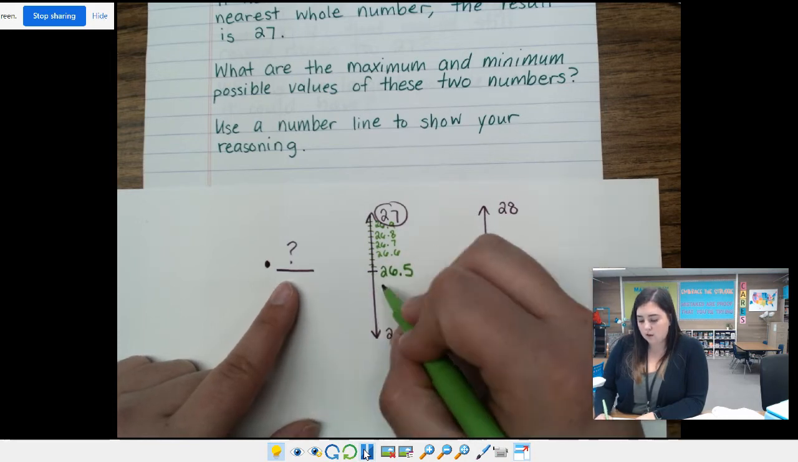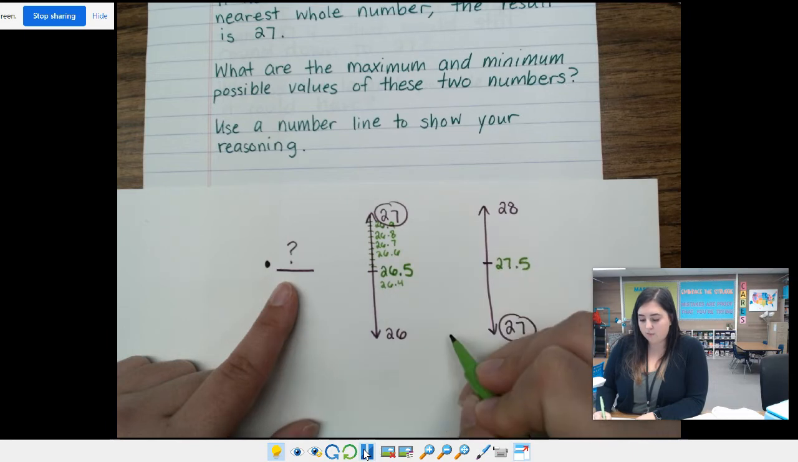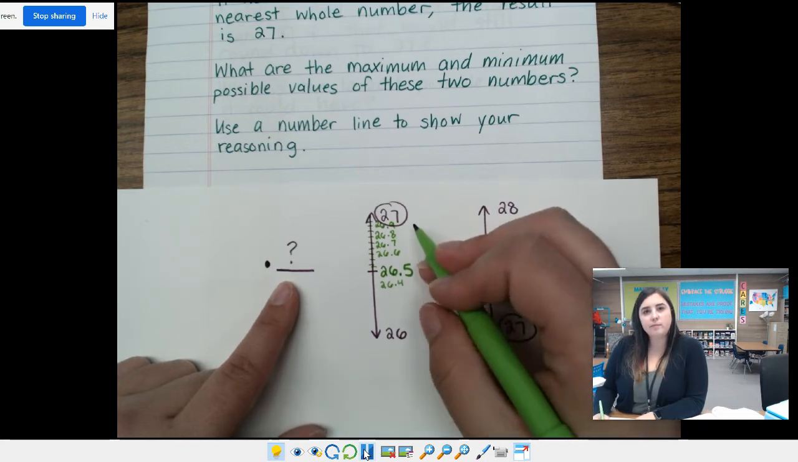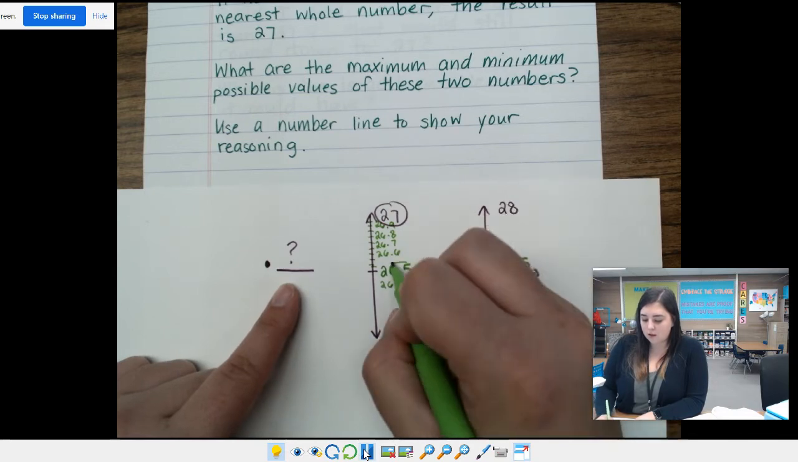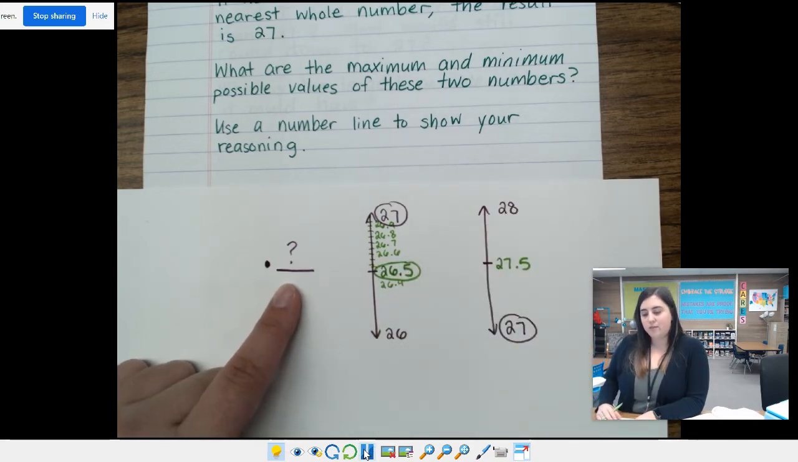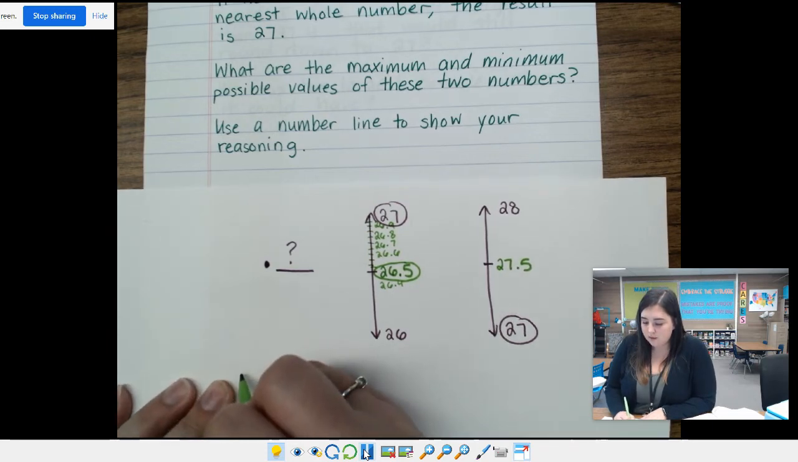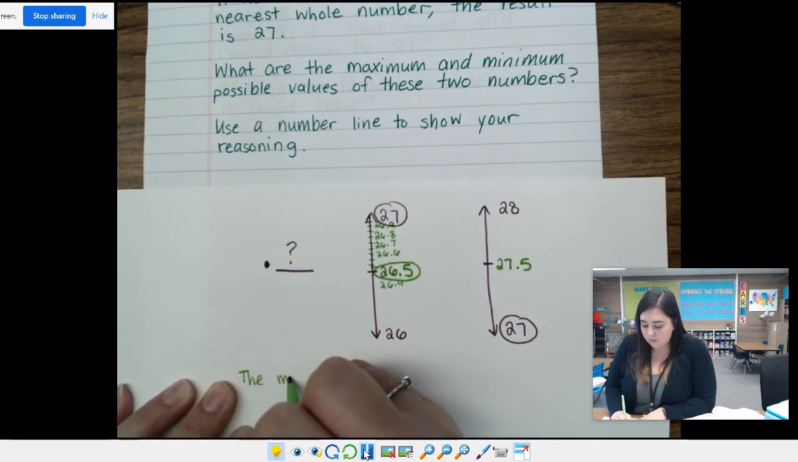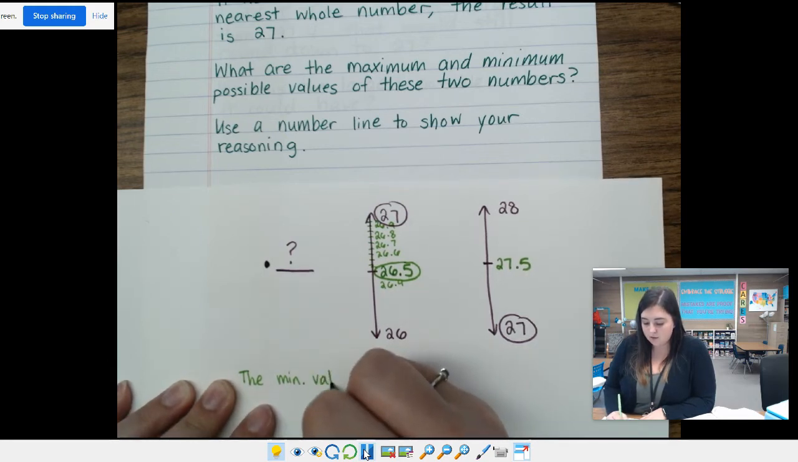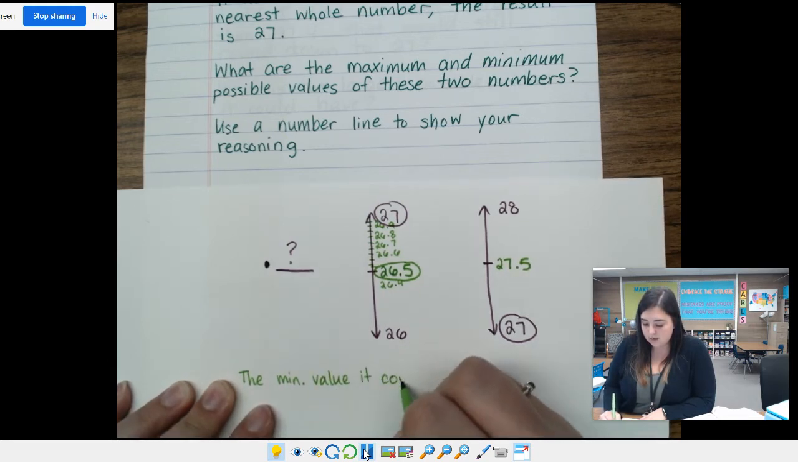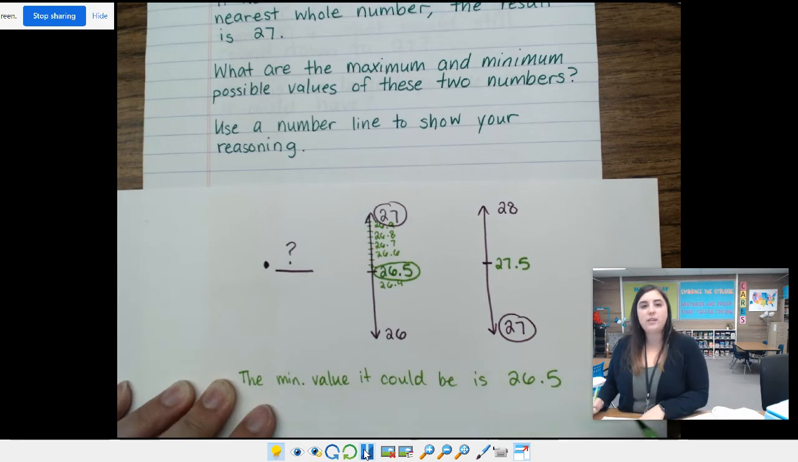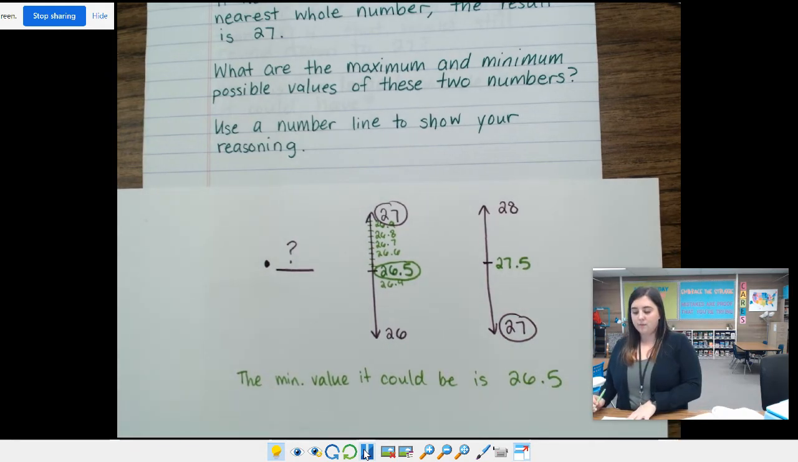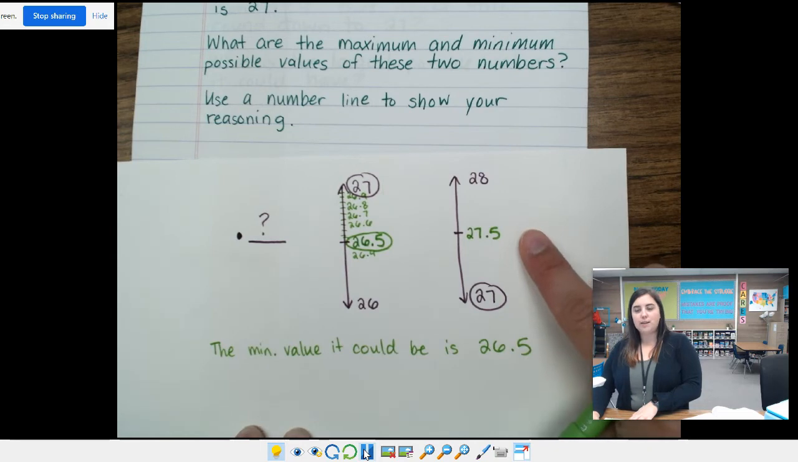It does. What if it was 26.4? Does it still round up to 27? Nope. If it's below that midpoint, we start rounding down. So what's the smallest number it could be? 26.5. So I could say the minimum value it could be is 26.5, 26 and 5/10.